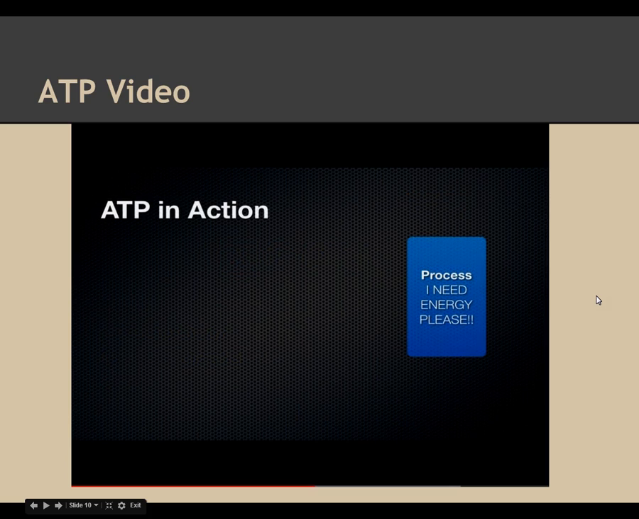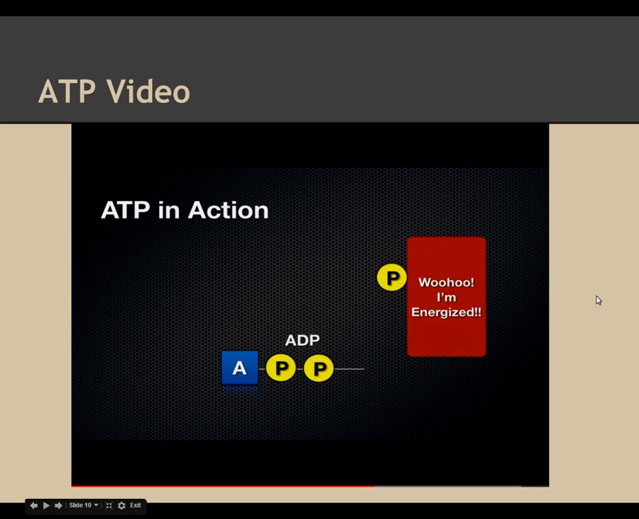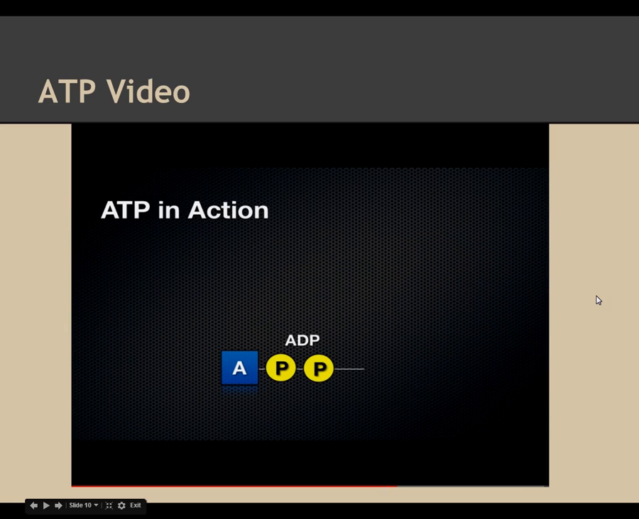Here we have a process, and as you can see, it's in desperate need of some energy. Fortunately, there's ATP that comes along, and when that ATP comes to the process, it breaks the bond between 2 phosphate groups and donates 1 phosphate to that process or that protein or whatever it is that needs that energy. When this happens, the process gets the energy that it needs, and it can then do whatever task it needs to accomplish. Let's get rid of this process for now, and now you can see we are left with 2 phosphate groups, so it's no longer ATP, it's ADP, or adenosine diphosphate.